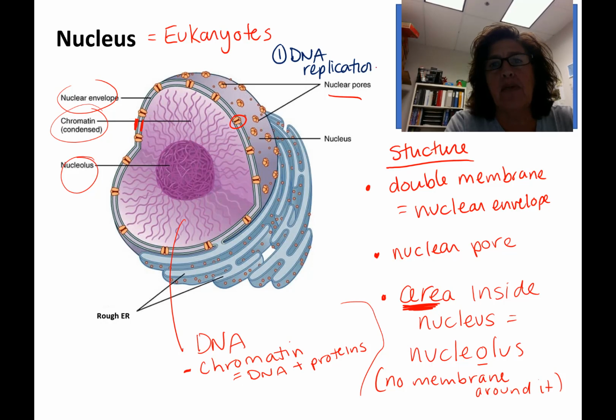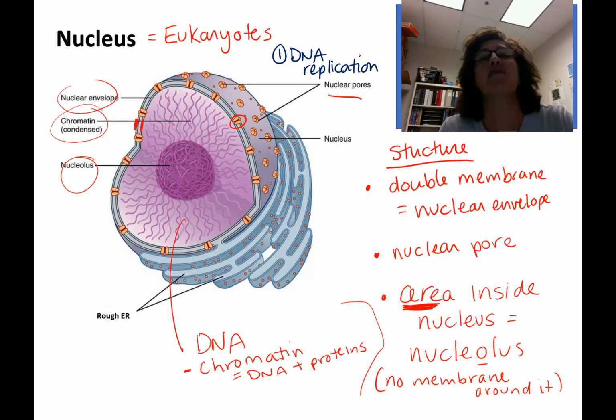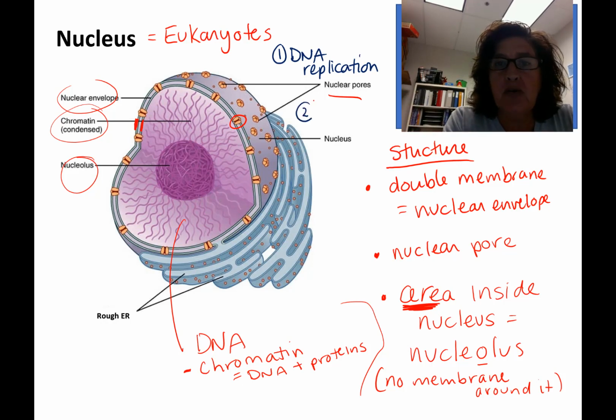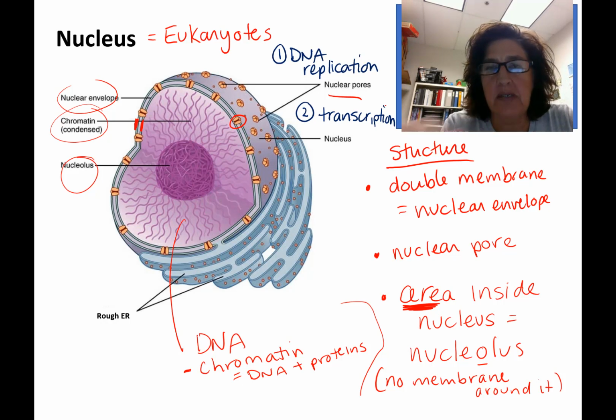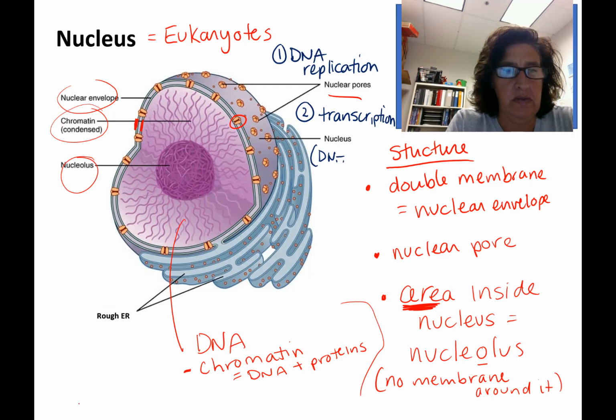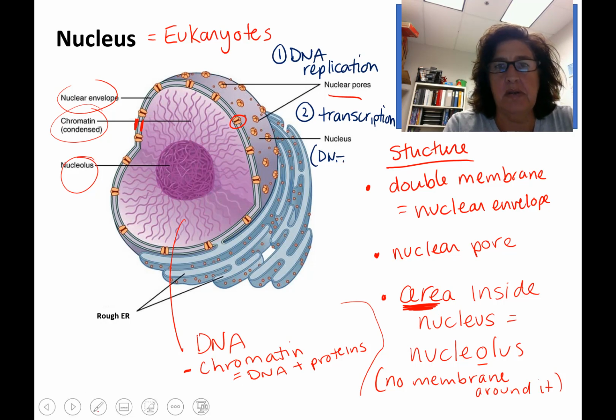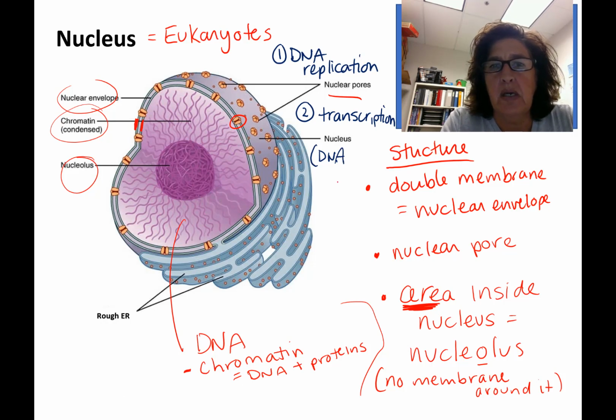And we will talk about this about three-quarters into the semester. The other thing that happens in the nucleus is transcription. Transcription is when we copy a gene of DNA. Once more, this happens. There we go. We copy a portion of DNA called a gene to RNA. That's transcription.